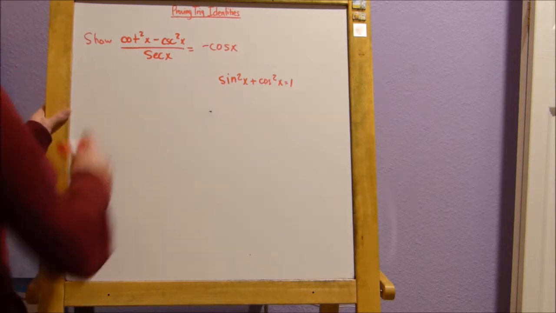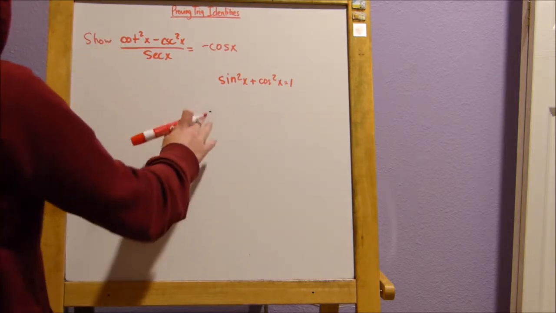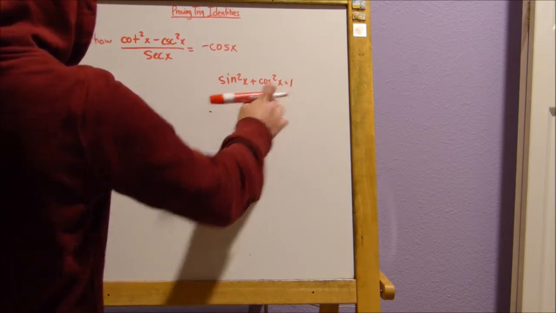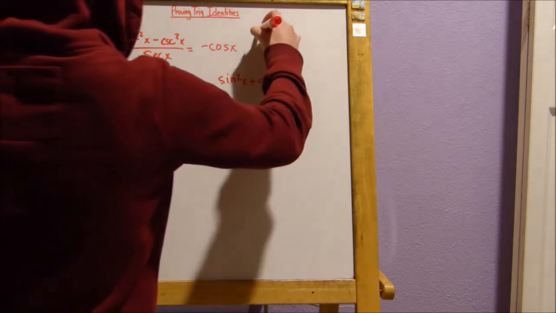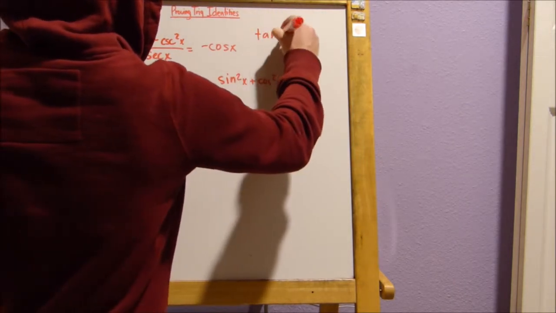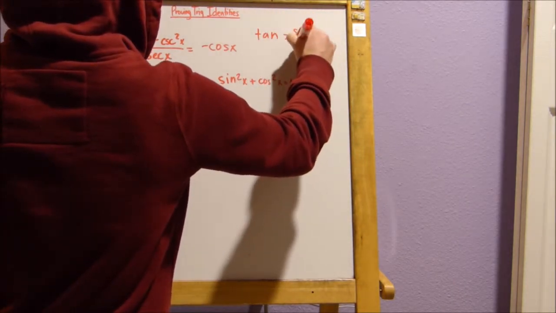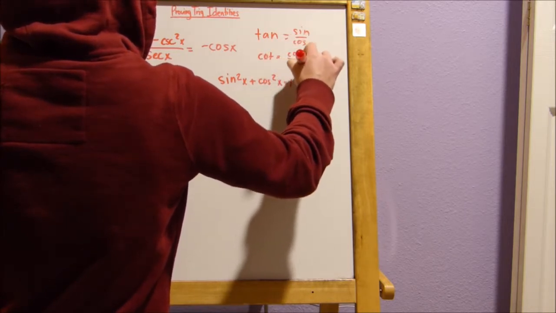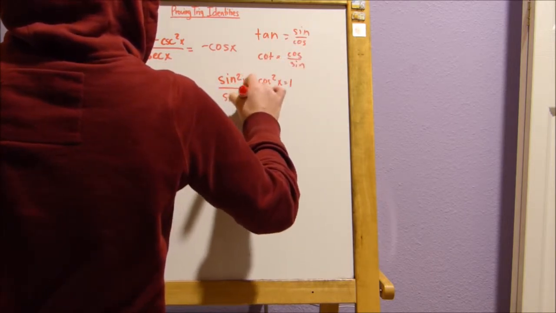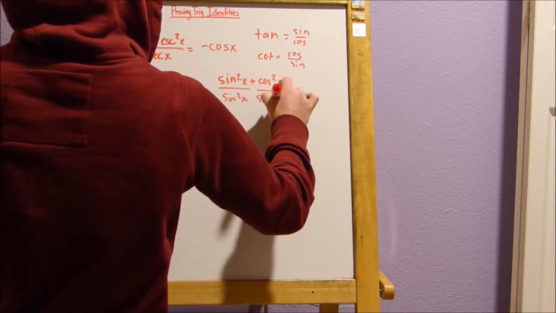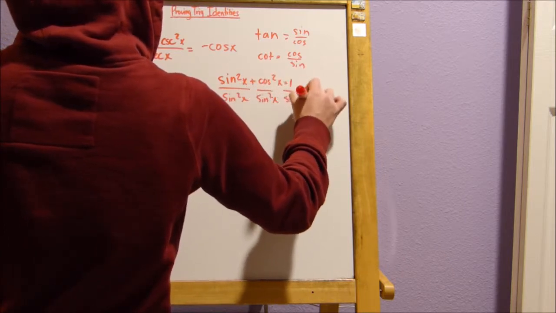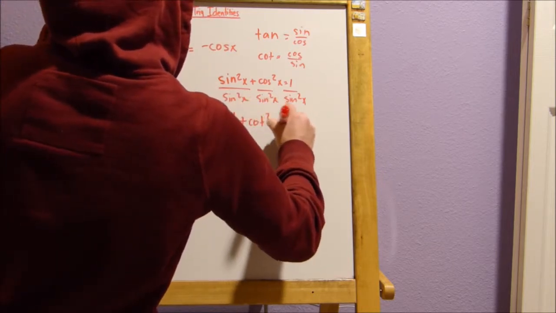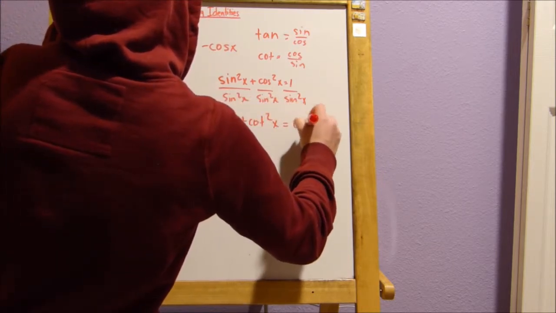So, to get cotangent squared x, we're going to need to divide cosine squared x by sine squared x, because we remember that tangent equals sine over cosine, and cotangent equals cosine over sine. So we're going to divide everything by sine squared x. We end up getting 1 plus cotangent squared x equals cosecant squared x.